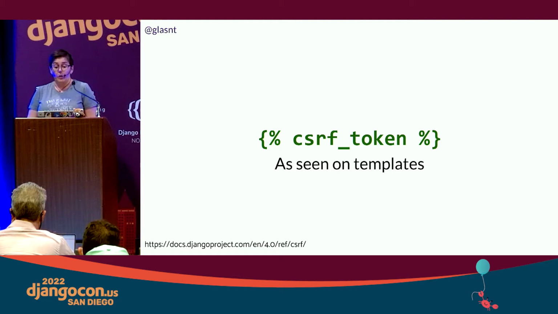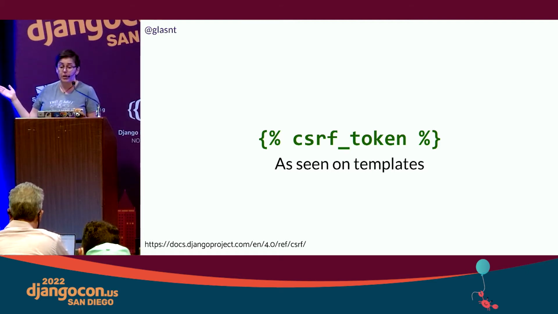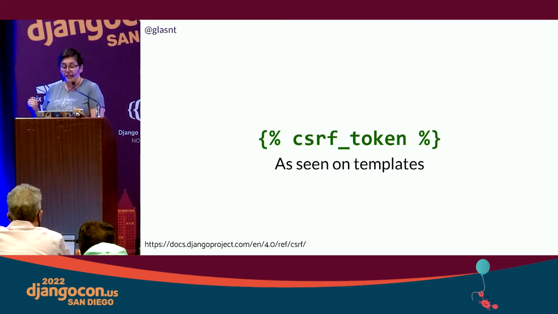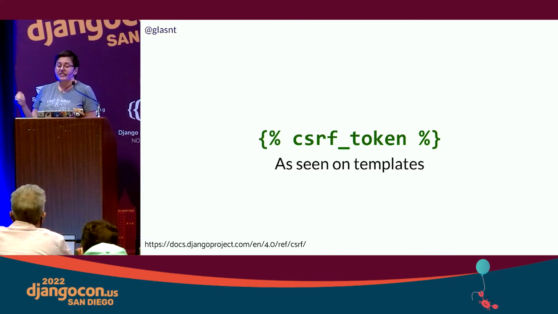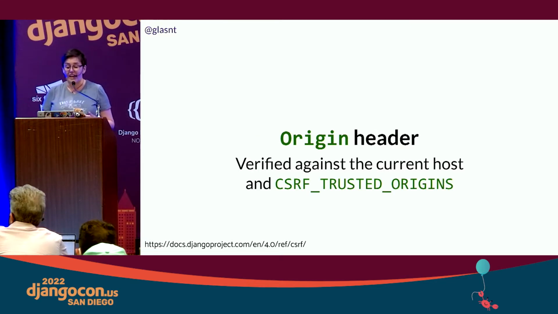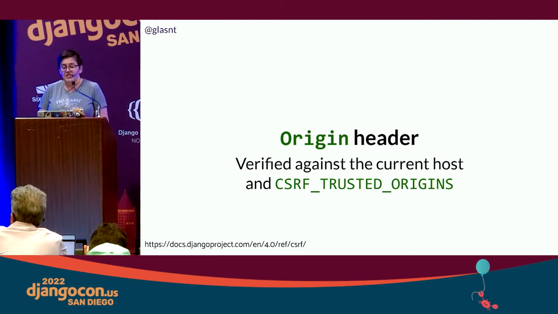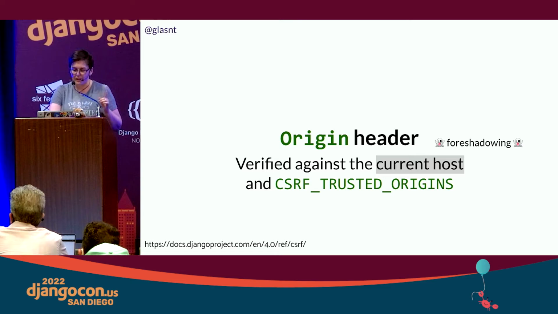Django has ways to help prevent CSRF attacks, such as including tokens in forms. You might be familiar with the CSRF token. This generated token is sent in the request and checked against the user's local cookies to confirm that the request is legit. But this isn't the only protection against CSRF attacks that Django helps with. As of Django 4, there are now additional checks against the origin header. Django checks the value of the origin header against the CSRF trusted origin setting, but also against the current host. This will be important later.